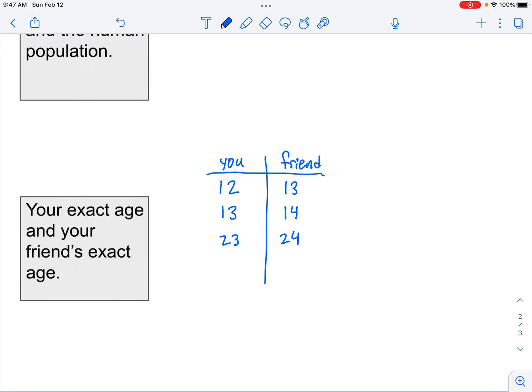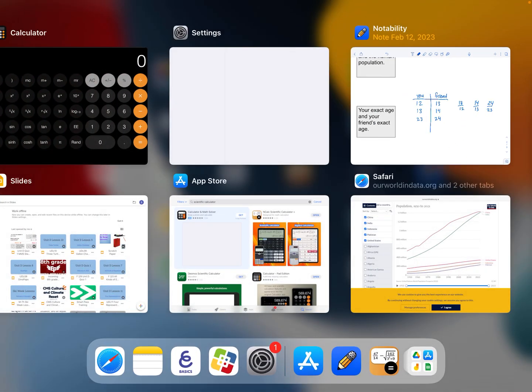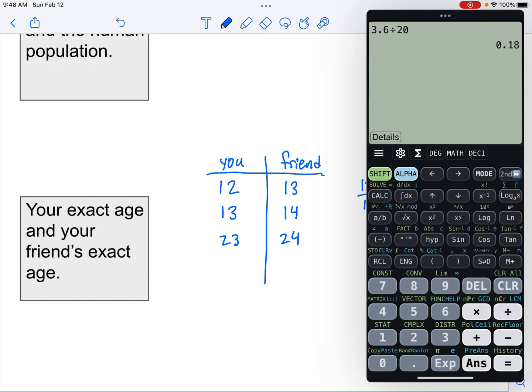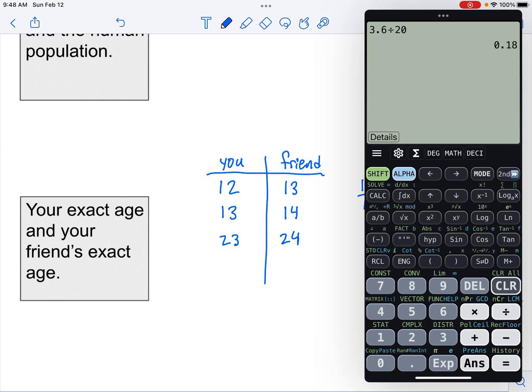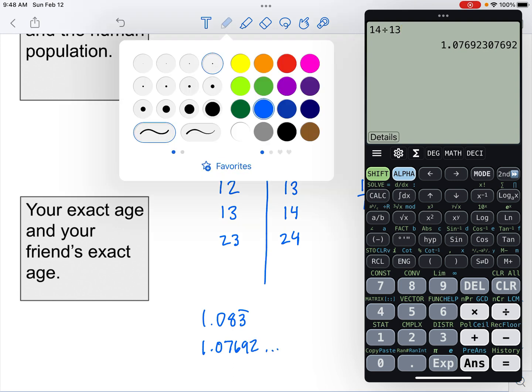And now we can figure out if this is proportional. We are trying to figure out, is 13 over 12 the same as 14 over 13? And is that the same as 24 over 23? We can use our calculator. Where'd my calculator go? Oh, there it is. Okay. 13 divided by 12 is 1.083 repeating. Okay. 14 over 13 is 1.07692, etc. So already right away I know this is not proportional.